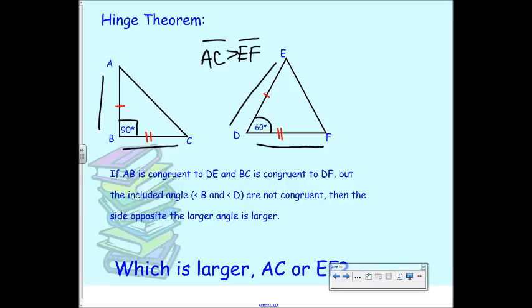Can you tell me what AC or EF are? Do you know what their measure is? No, but you can compare them. So you can say that AC is bigger than EF because it's across from the larger angle. Is there another way you could write this? EF is less than AC. All right, either one of those would work. So again, this Hinge theorem applies if your two sides are congruent, but the angles are different.